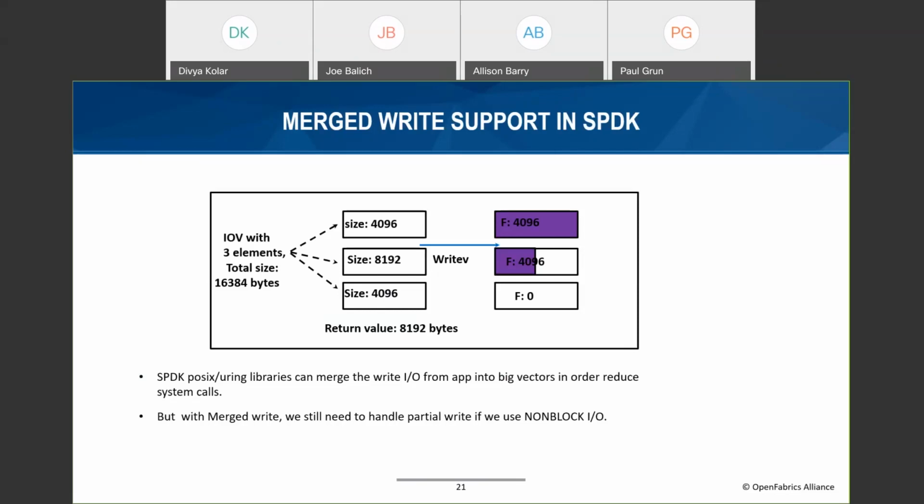For example, as shown in this diagram, the first vector is already finished, but the second element just finished half. The third is not finished. So in our implementation, we also handle this issue, and we make it very efficient with our approach, since we cyclically reuse the big IO vector. So next page.